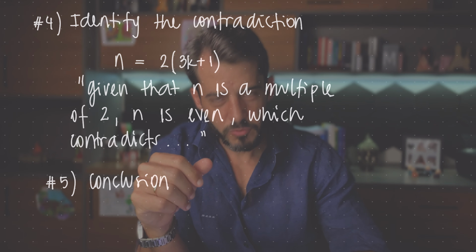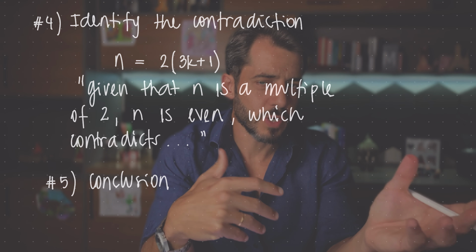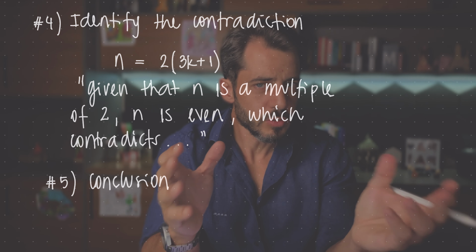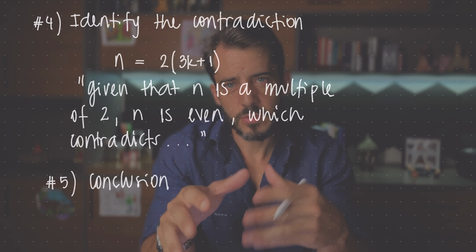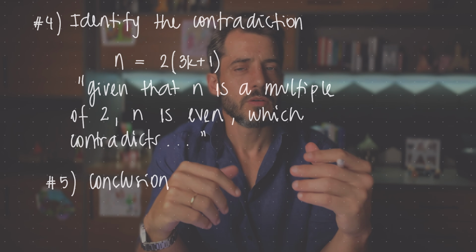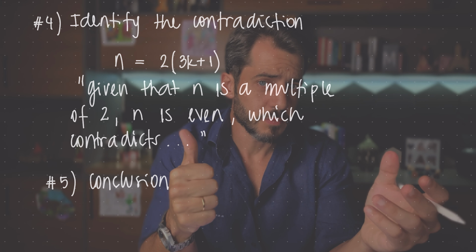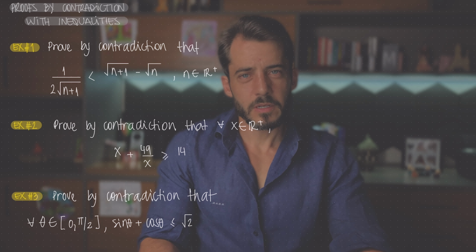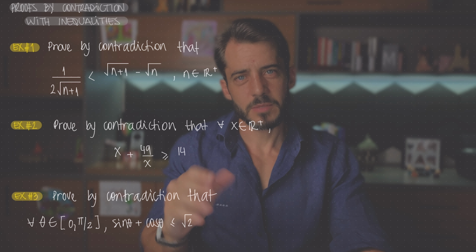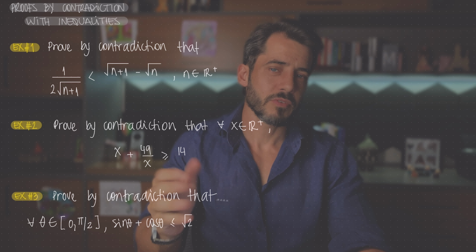And then number 5, which is quite fast, is to write the conclusion. Writing the conclusion is simply stating, therefore, by contradiction, P, which is the proposition that we stated before, is true. Now let's apply all of these 5 steps in the 3 exercises that we have in front of us.